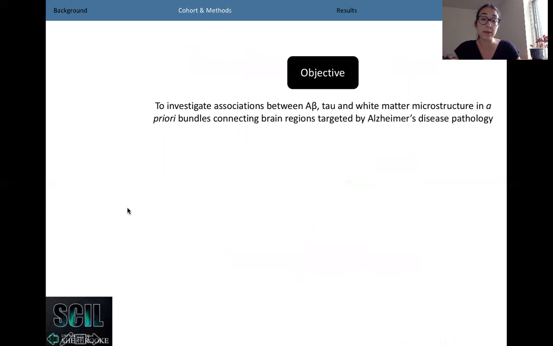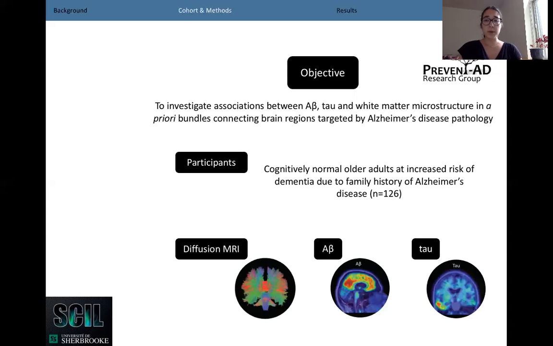And so the objective for this project was to investigate the associations between amyloid and tau and the white matter microstructure in specific bundles that are connecting the brain regions where Alzheimer's pathology is found. To do that, we turn to the PREVENT-AD cohort. This is an ongoing study at the Douglas where we enroll cognitively normal older adults who had higher risk of Alzheimer's disease because they have a family history of the disease.